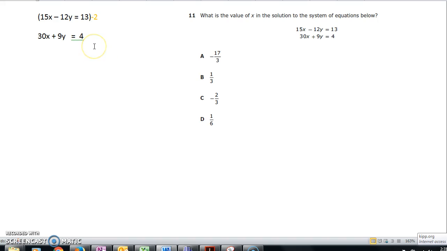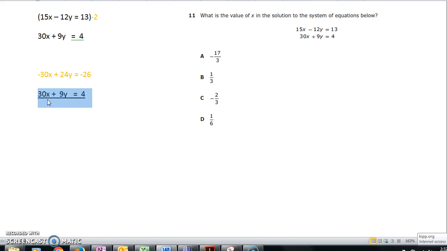When I do that, I'm going to multiply everything in here by negative 2. I'm going to get negative 30x, because negative 2 times 15x is negative 30x. I'm going to get positive 24y, because a negative 2 times a negative 12 gives me a positive 24, equals. And then 13 times negative 2, I get negative 26. The reason why I did that is now, if I compare this equation to my bottom equation, 30x plus 9y equals 4, I notice that my x's are actually opposites. One's negative 30x and one's positive 30x.